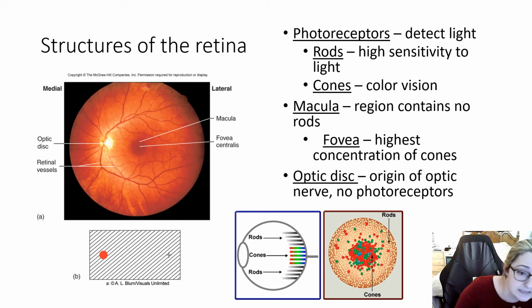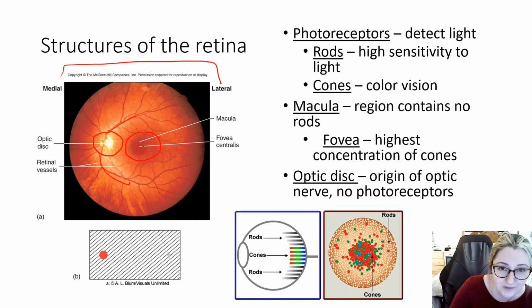The optic disc has no photoreceptors, that is why it's your blind spot. When you go to the optometrist, they are going to take a picture of something like this. This is showing your macula lutea with your fovea centralis here in the middle. One of the things that your doctors are looking at is to make sure that your optic disc is looking healthy, as well as all of the blood vessels coming out of it.